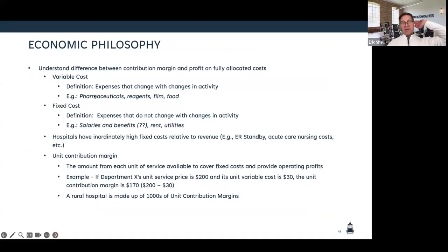The next is we had talked a little about economic philosophy. It gets back to contribution margin, and the idea that there are variable costs, and then there are fixed and step fixed costs. If you think about a variable cost, you almost have to close your eyes, because our accounting system is not going to tell us what these costs are.